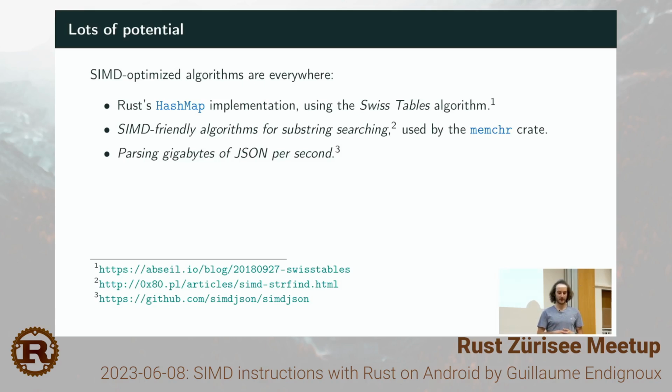For example, the hash map implementation of Rust is using, since a few years, this Swiss tables algorithm that was published 5 years ago, and that is combining all these building blocks to really speed up the hash implementation. I really encourage you to have a look at how that's implemented. That's really interesting. Other examples would be substring searching or parsing JSON. So all of these applications go beyond the simple case of vectorizing a loop. You can really leverage these instructions in smarter ways.